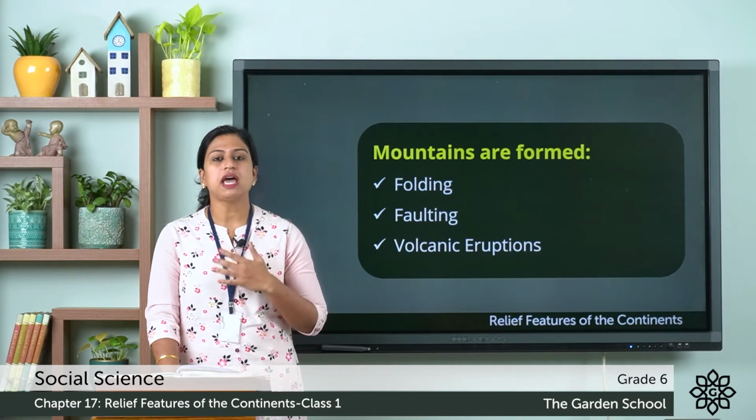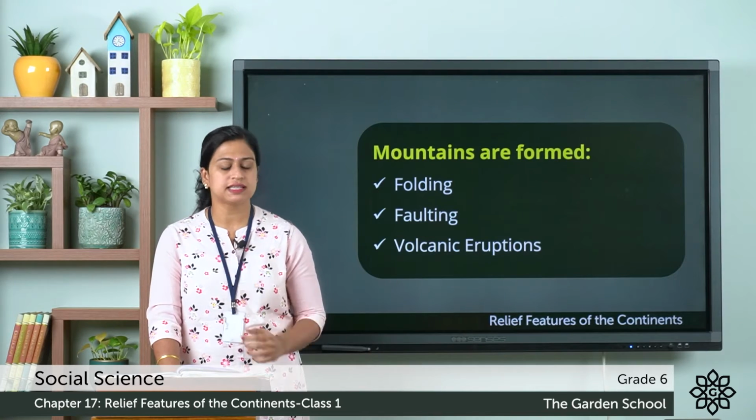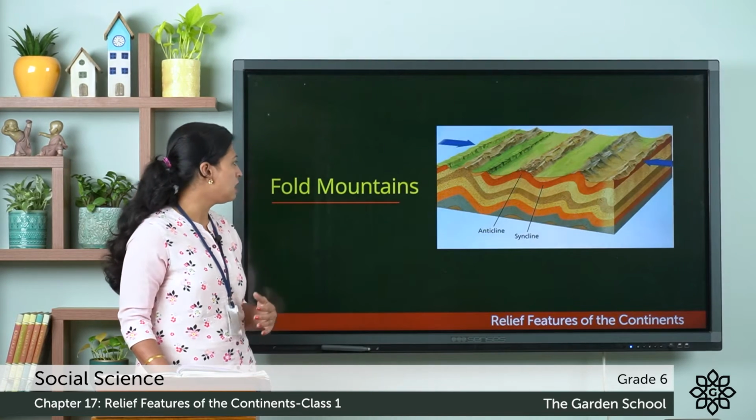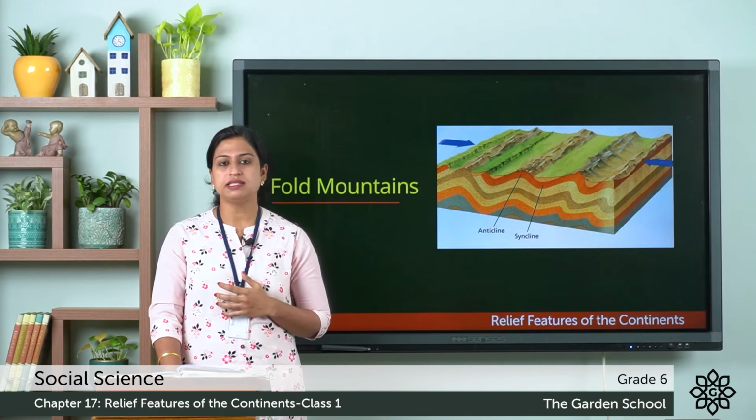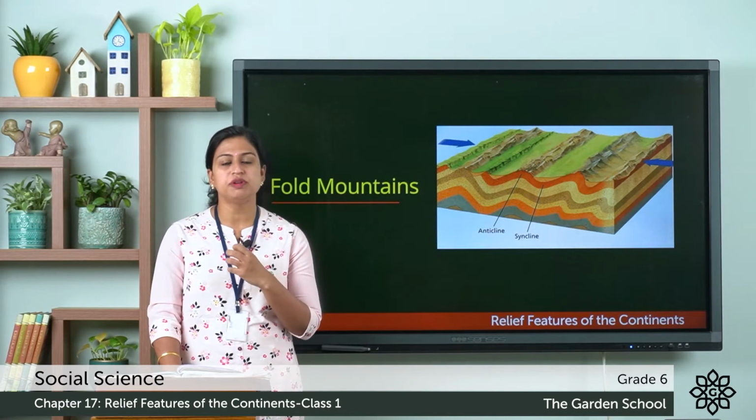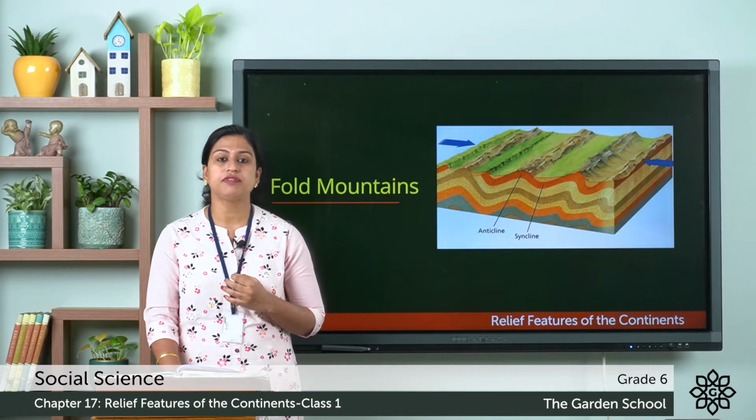And there are three types of mountains. Let us discuss them. The first one is fold mountains. So, here these fold mountains are formed by the compressive movement of the earth's lithospheric plates.